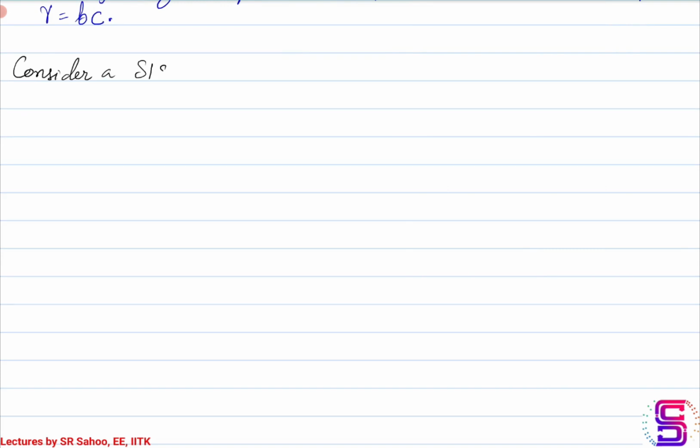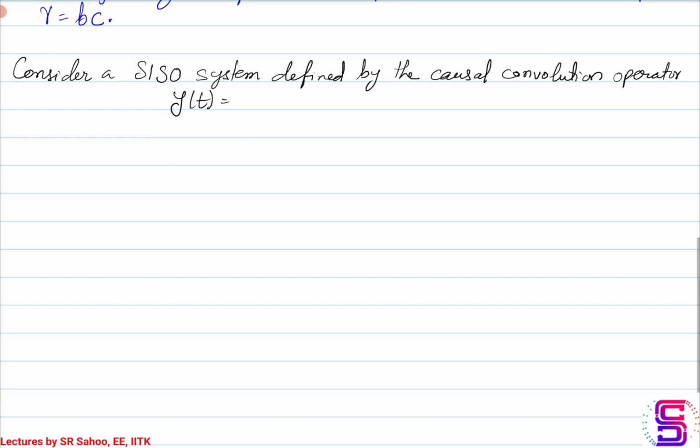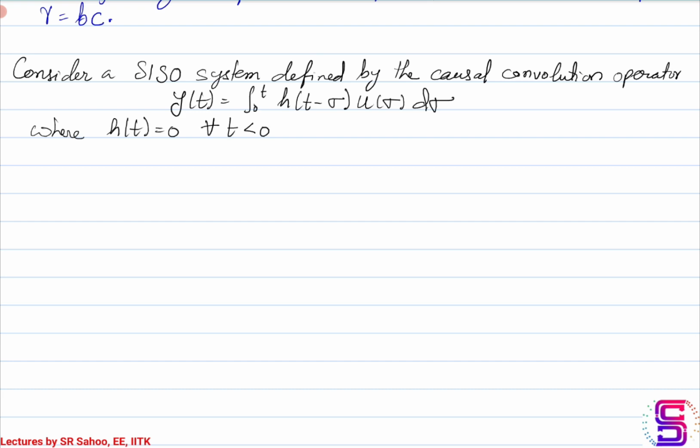Consider a single input, single output system defined by the causal convolution. I'm taking this example from the book Nonlinear Systems by Khalil. Taking all the examples, in fact, from the book Nonlinear Systems by Khalil. Consider a system defined by the causal convolution operator y(t) equal to the integral from 0 to t of h(t minus sigma) u(sigma) d sigma, where h(t) is 0 for all t less than 0.